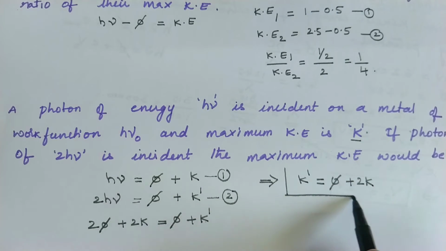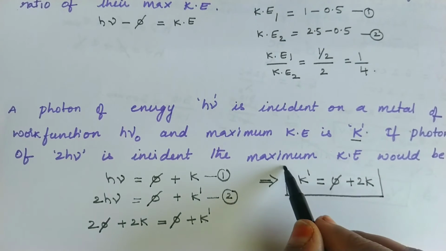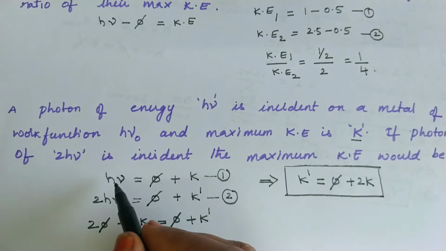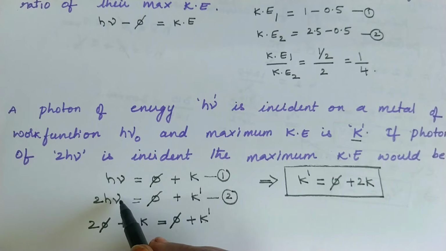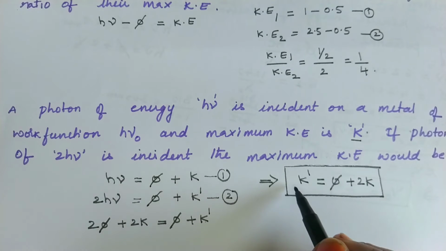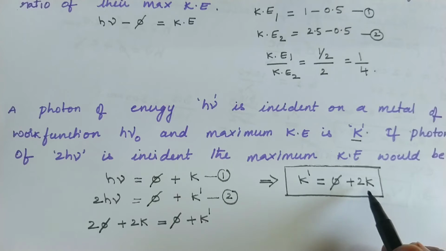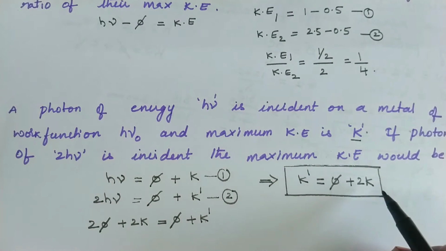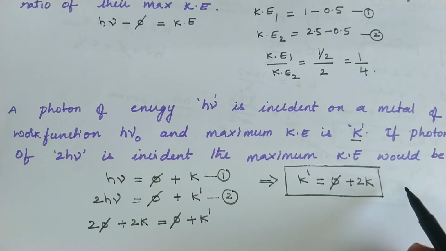See, here you can clearly see, since the work function of a metal is constant for a given metal, if you are doubling the incident energy, the kinetic energy is not doubled. It has become more than double. See, phi plus 2K implies the new kinetic energy is not doubled, it has become more than double. If incident energy is doubled, the resultant kinetic energy becomes greater than 2K.